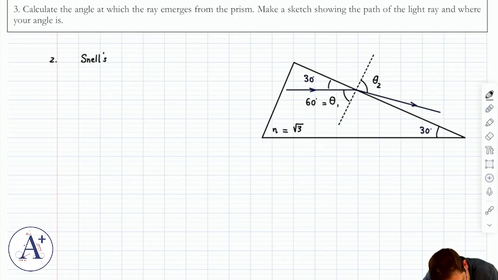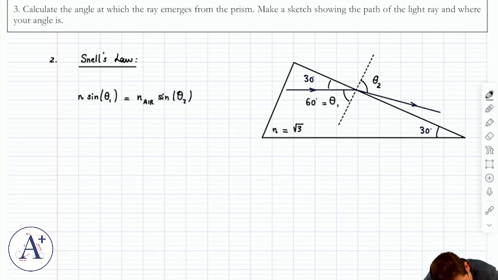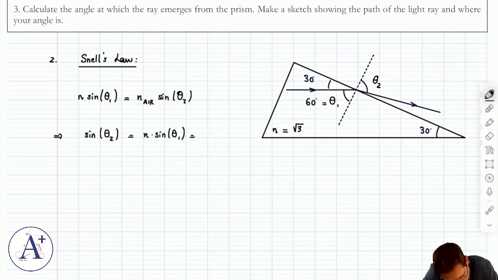Snell's law is going to look something like this. It's going to be n sine theta 1 is equal to n air sine theta 2. Okay, and I want theta 2. So n air is 1, so I just have sine theta 2 is equal to n sine theta 1.